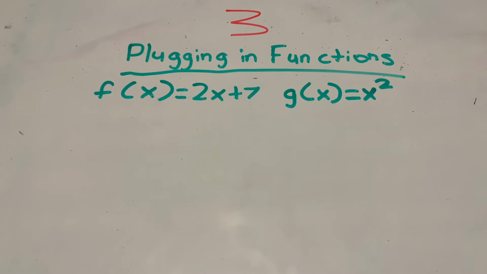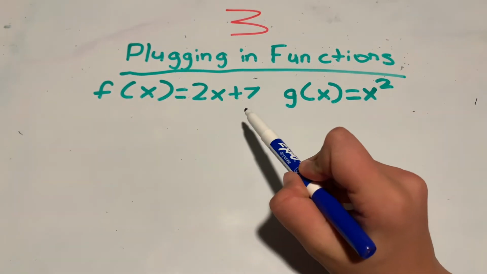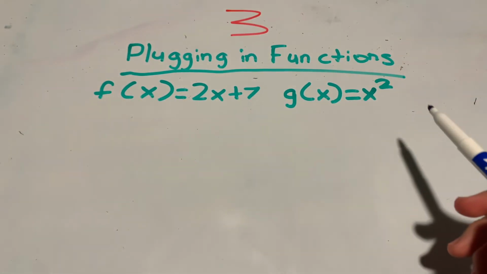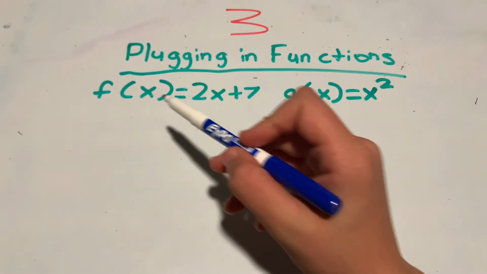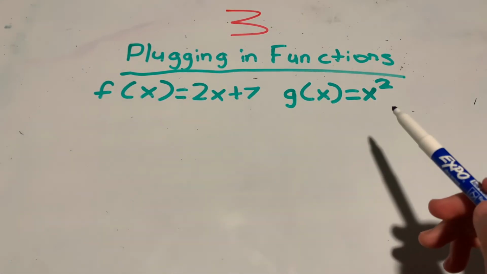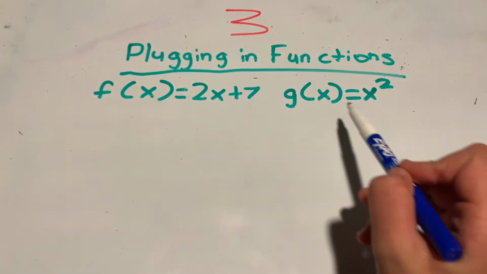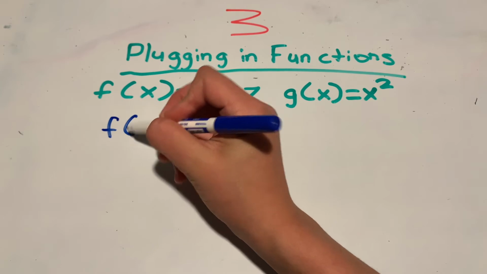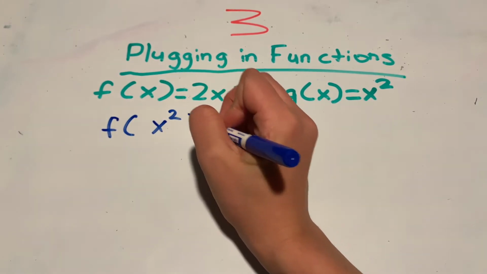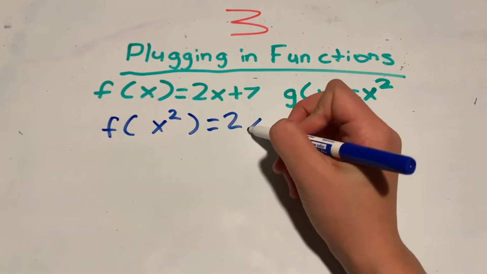The last way of evaluating functions is plugging in functions to another function. So we have f of x equals 2x plus 7 and g of x equals x squared. We're going to plug in g of x into f of x. So g of x equals x squared. So we're going to write the x squared in the f of x right there. So it's going to be f parentheses x squared equals 2x plus 7.